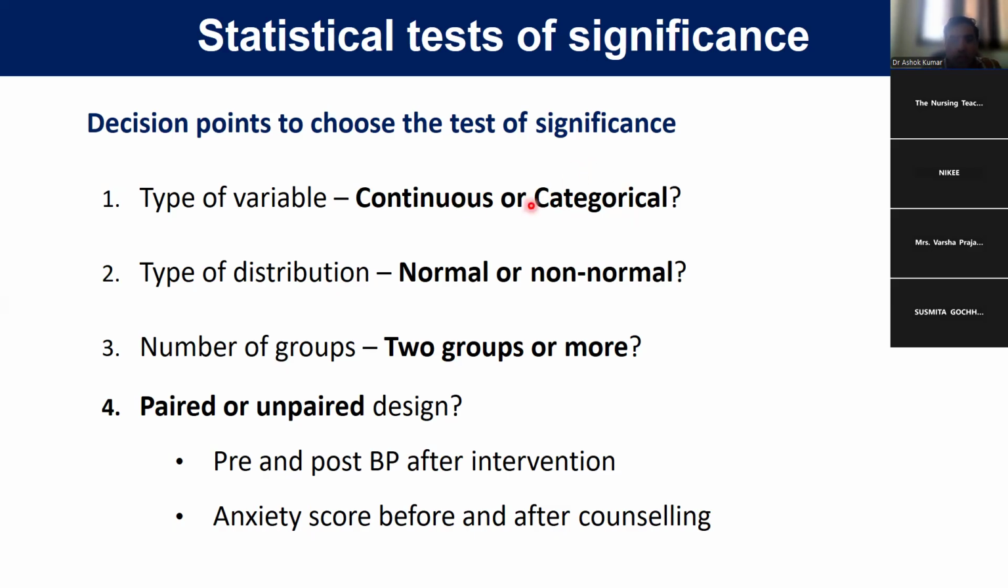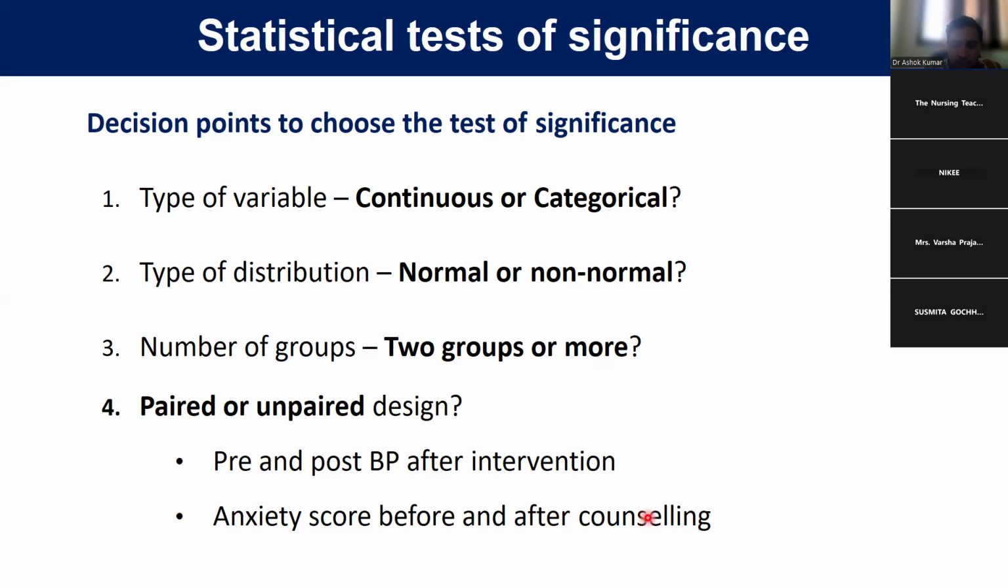We have already discussed this: what is continuous, what is categorical. Now, type of distribution, normal distribution or non-normal distribution. And I think you know very well that normal or non-normal distribution applies only to quantitative or continuous variables, not to categorical or qualitative variables. You have to remember this. Number of groups, 2 groups or more than 2 groups. How many groups? And paired or unpaired design.